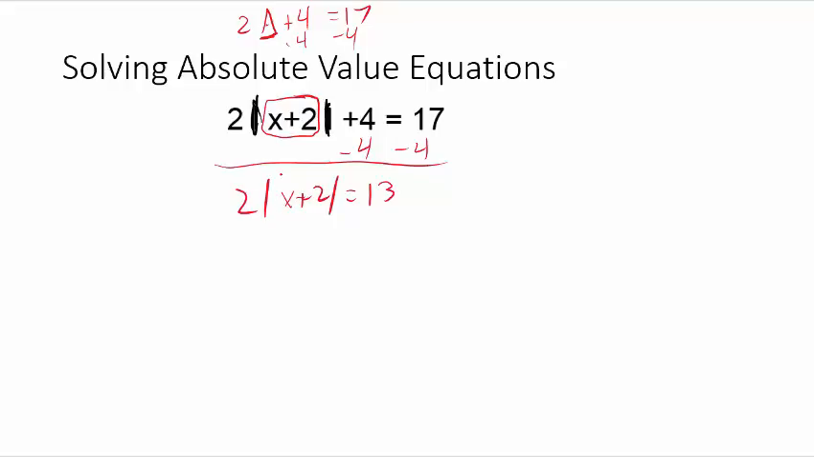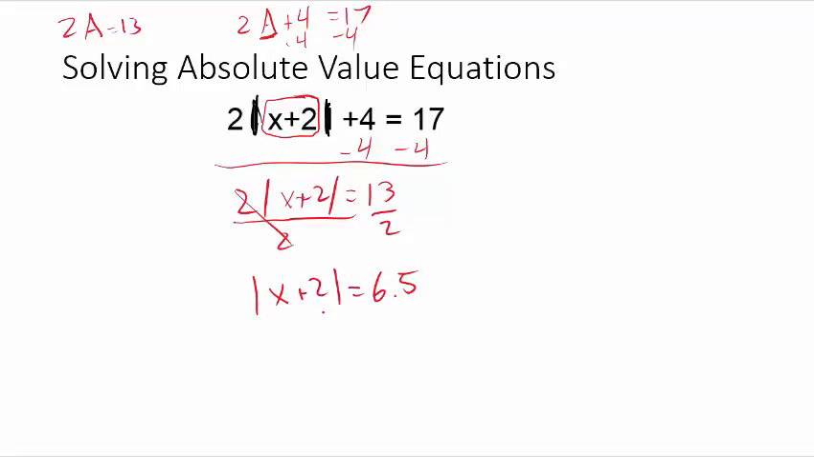And now we're almost there. What we have to do now is divide each side by 2. Okay, so this is functioning now like a 2 times something is equal to 13. So we have to divide both sides by 2. So that gives me, if I cancel this here, the absolute value of x plus 2 is equal to, I'll write this as a decimal for this part.